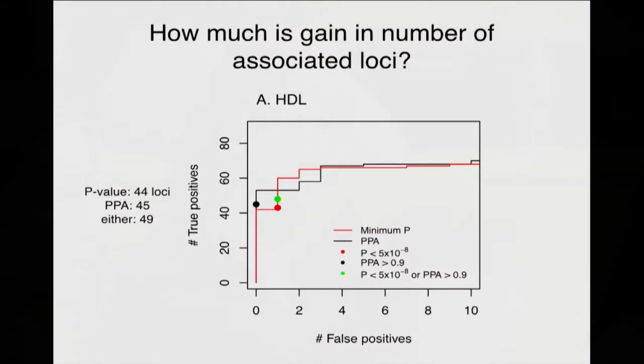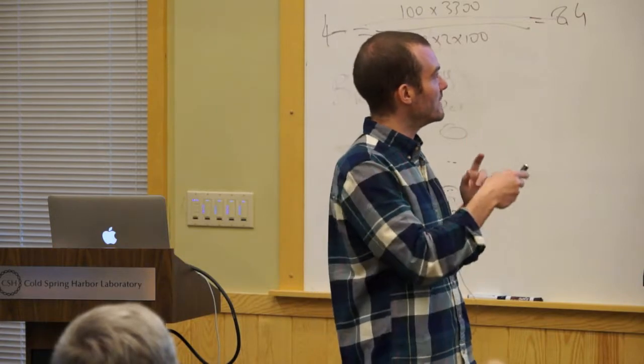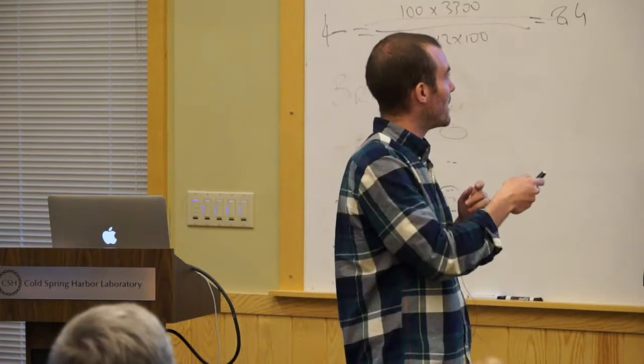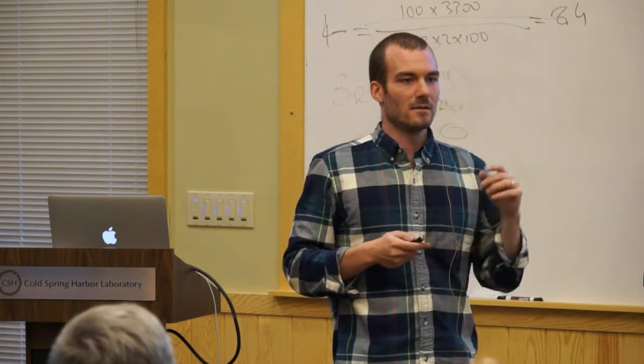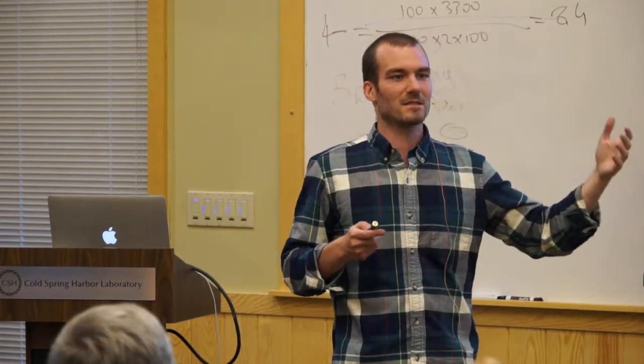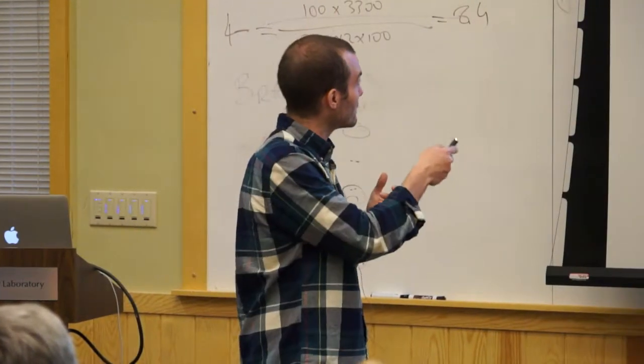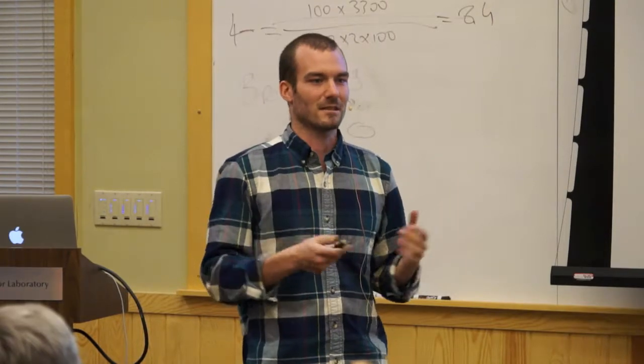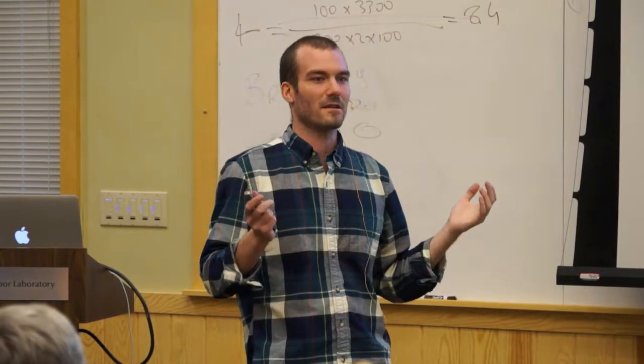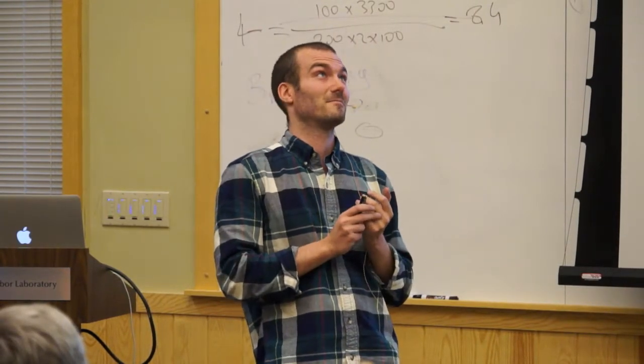So I was negative about this. I said you only get about 5 extra loci. Someone else who's more optimistic said you get 5 extra loci, that's 10% more hits. That's another 50,000 individuals, which costs another $1 million.